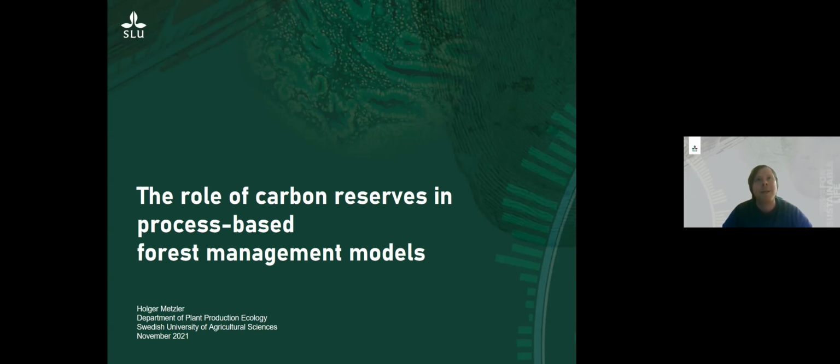I will now present parts of my own current work in forest management modeling, which happens to deal with carbon reserves, and I show a potential way how to model carbon reserves as a first step toward modeling tree mortality more realistically. And since this is all work in progress, please don't think about particular details and numbers in this talk, take it more as a conceptual overview.